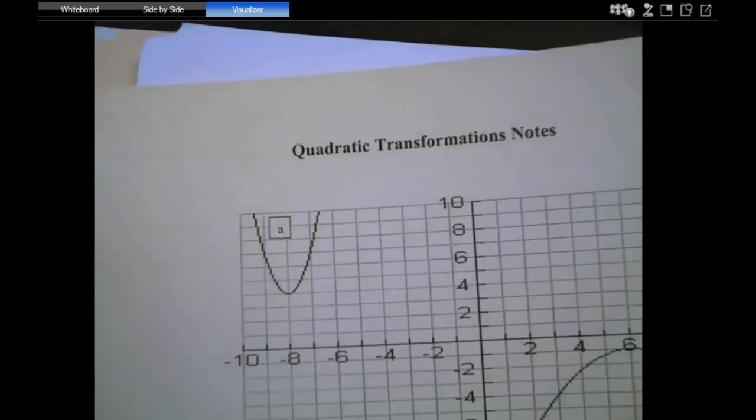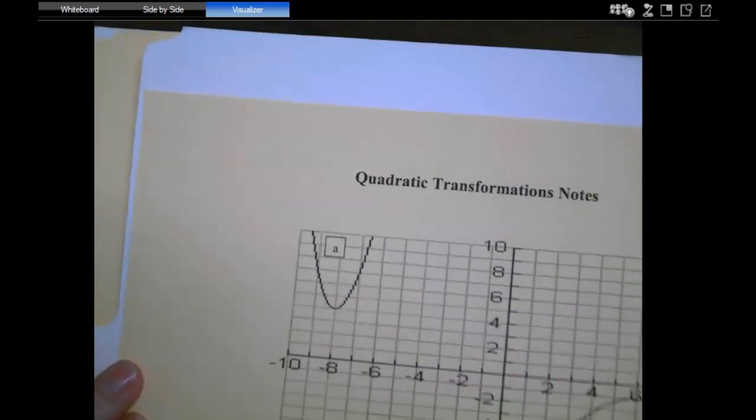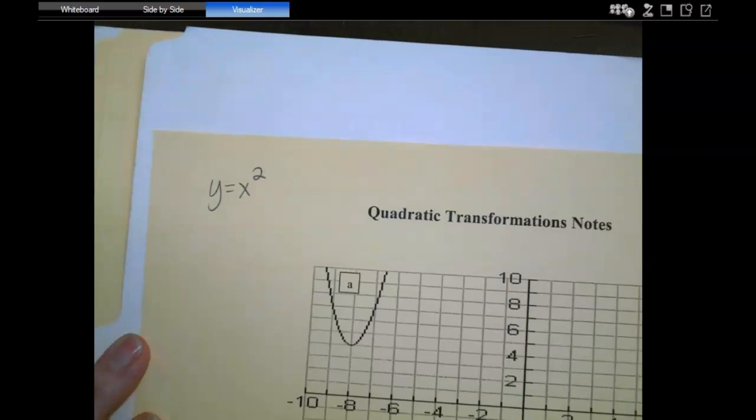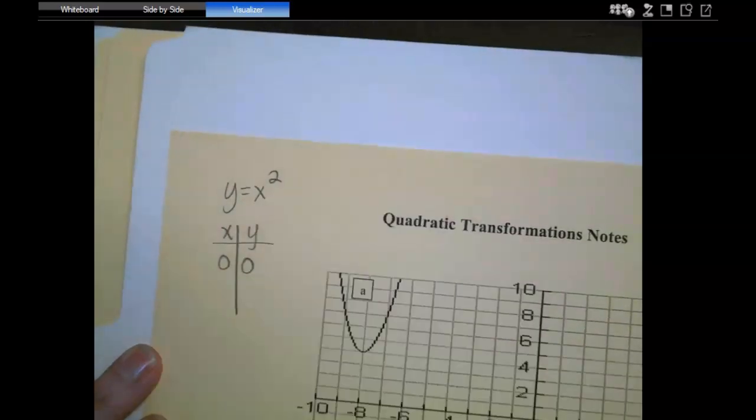So here's what we're going to do. We're going to graph quadratic equations. First of all, we know that a quadratic graphs a parabola. The next thing I want to write down is this. The parent function is y equals x squared. And I know on my parent function that the vertex is at (0, 0).